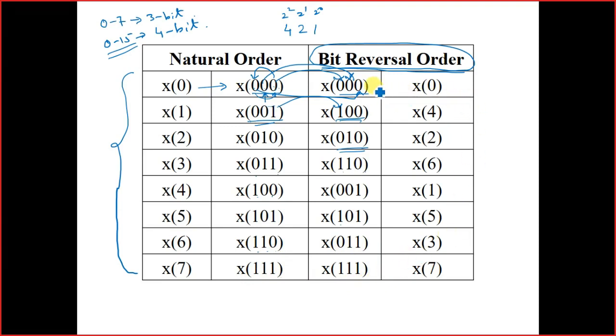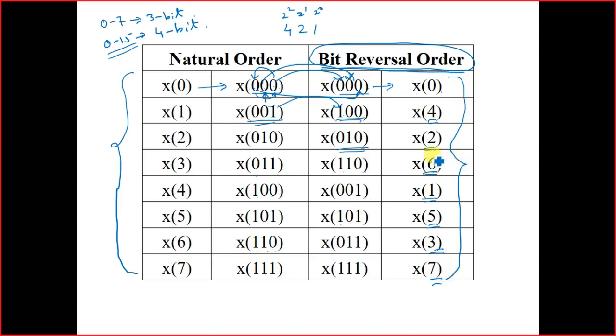Now you convert it into the decimal form again. x0, 000 is nothing but x0. Then 100, so this is 1, 4, so x4. Then 010 becomes 2. Now this becomes 6, 1, 5, 3, 7. Okay.